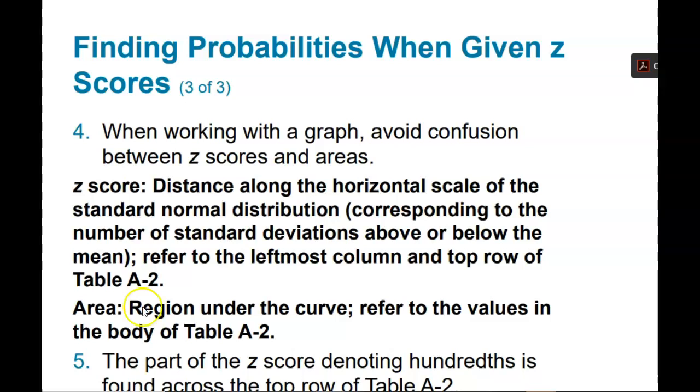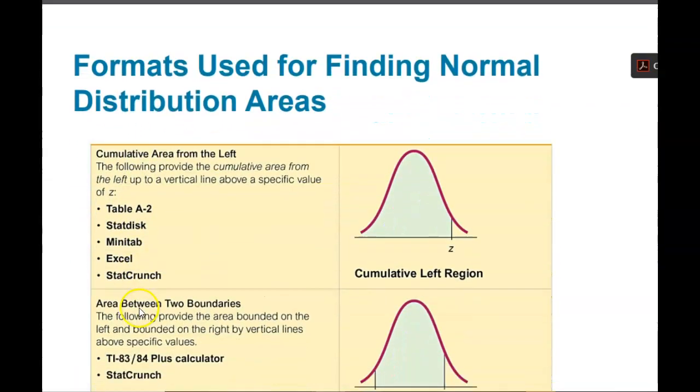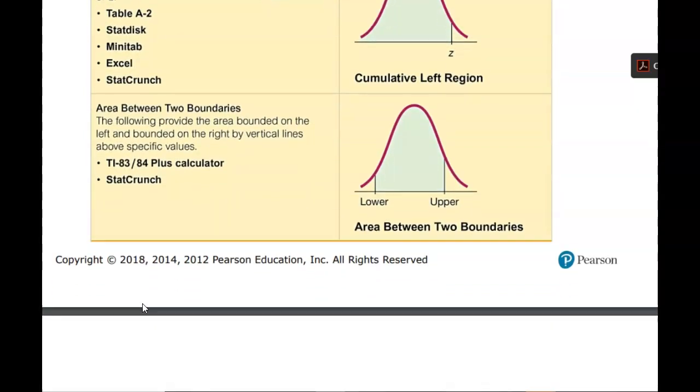When you work with a graph, you want to avoid confusion between z-scores and areas, but that's working with a table. We're not working with tables. Again, here's the discussion of tables. Now, sometimes, even with our technology, it's of interest to find the area to the left of some z-score, or the area between two z-scores, or the area to the right of a z-score. We will take a look at this.